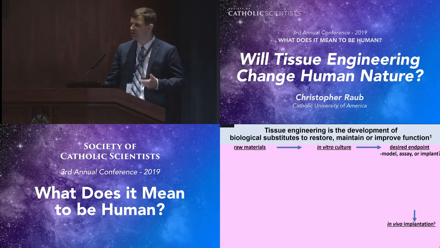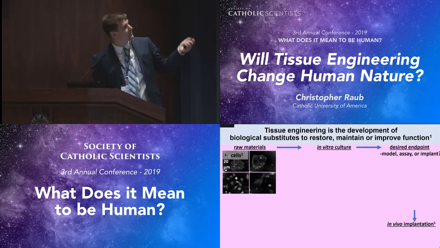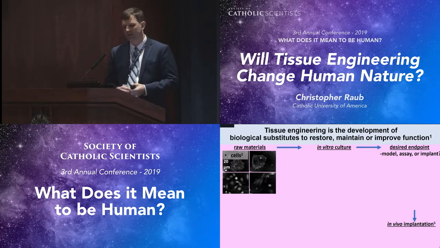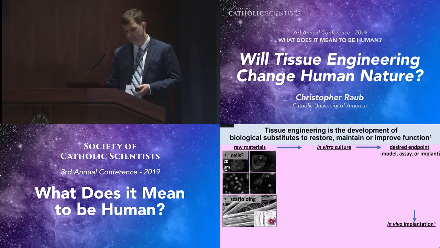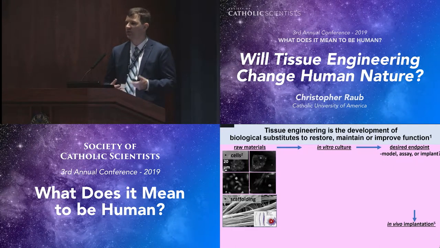A typical tissue engineering experiment involves the use of raw materials, such as cells. You can see the cells. These are digital holographic microscopes of cells that have very different aggregation states. And their behavior, their eventual fate, is defined in part by their differentiation status and where they came from in the body. Secondly, those cells are placed into some scaffold in which they reside.